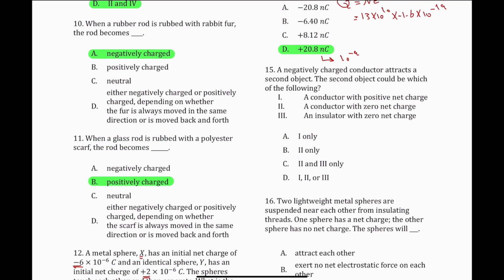15. A negatively charged conductor attracts a second object. The second object could be which of the following? A conductor with positive net charge? Yes. A conductor with zero net charge? Yes. An insulator with zero net charge? Yes. So the right answer here is D.